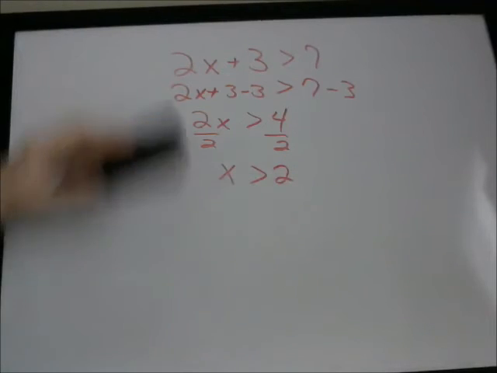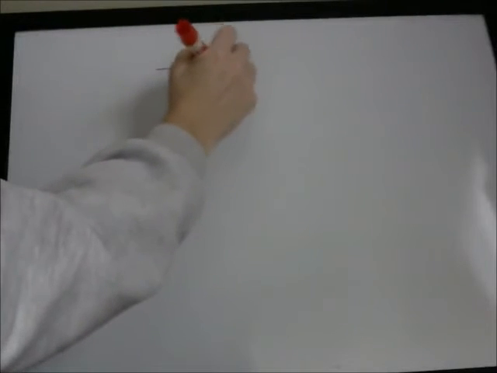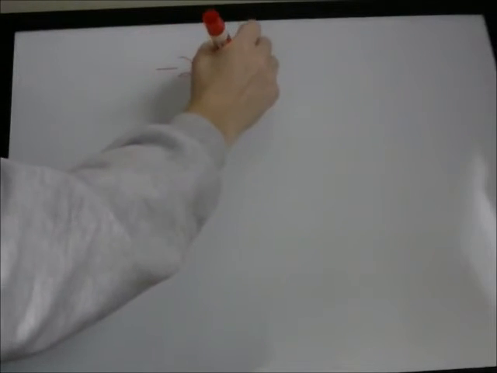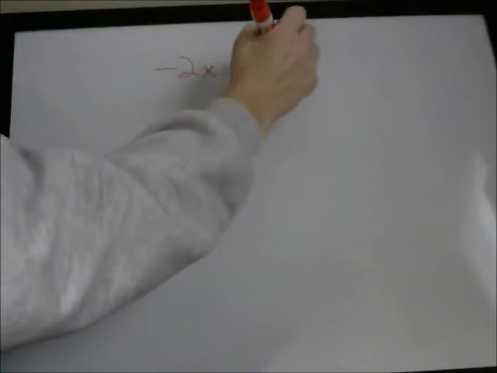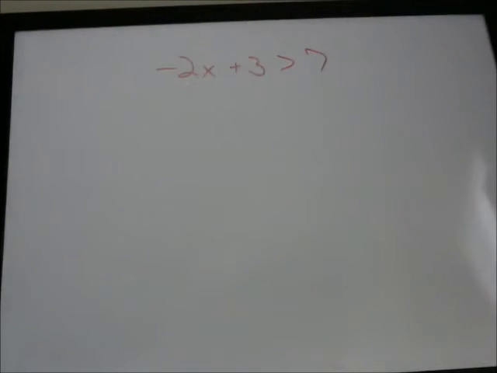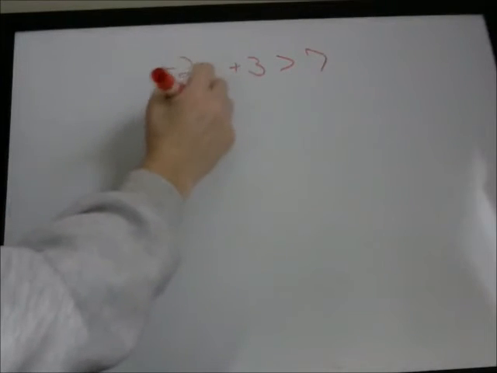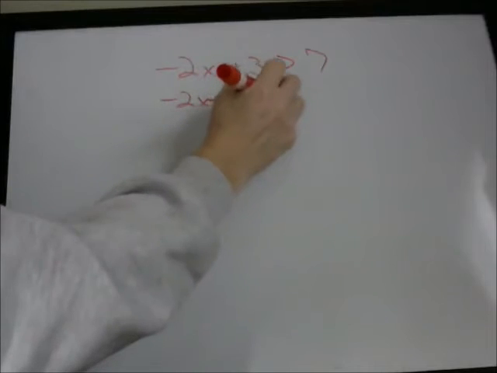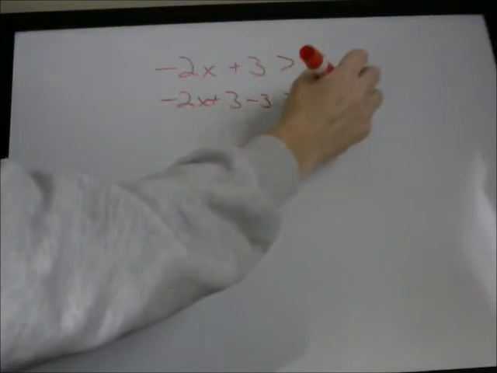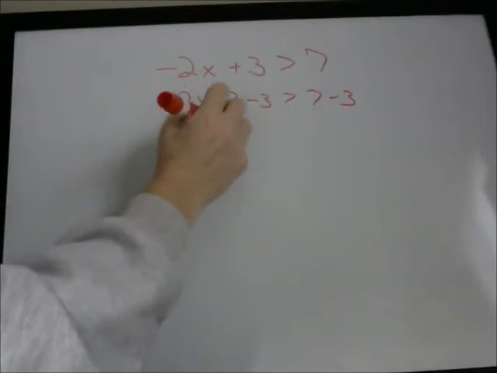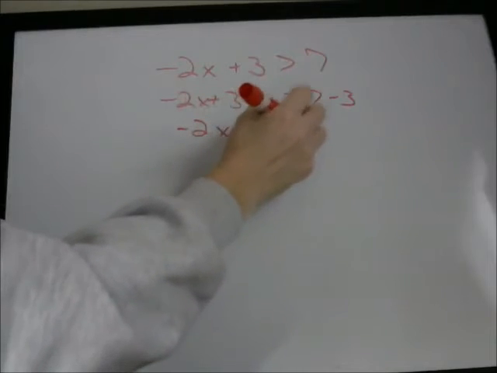So you can do basic algebra on inequalities. Now let me show you an example of when you have to do something different than what we've done in the past. We have negative 2x plus 3 is greater than 7. Solve for x. We start out the same way: we're going to get rid of that 3 by subtracting it. So we have negative 2x is greater than 4.